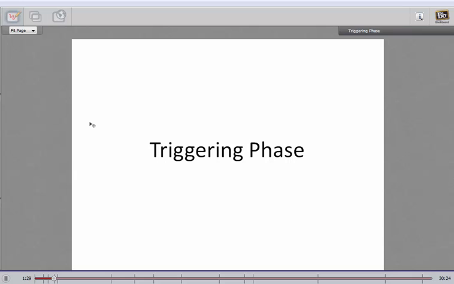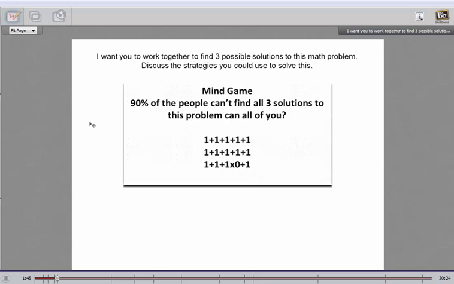So before we get started, I have a little bit of an icebreaker here. I want you all to have your talk buttons on and your video buttons on and use the whiteboard, either with the pen or typing as much as you want. I have a little puzzle for you to try out. I want you to work together to find 3 possible solutions to this math problem and discuss the strategies you could use to solve it.